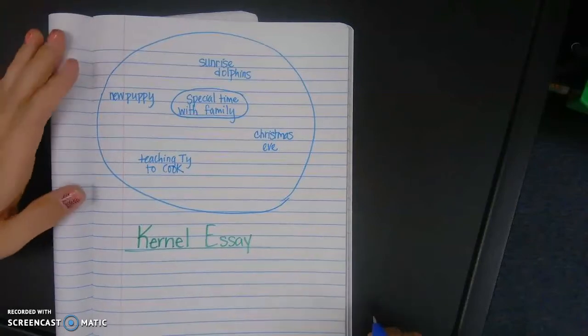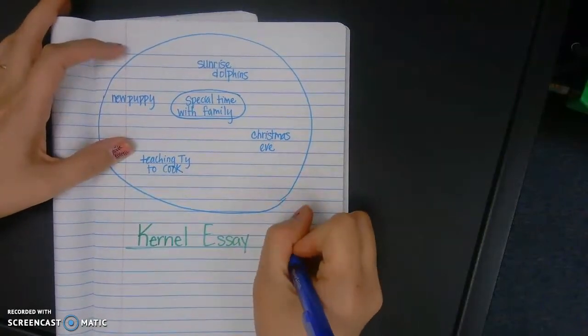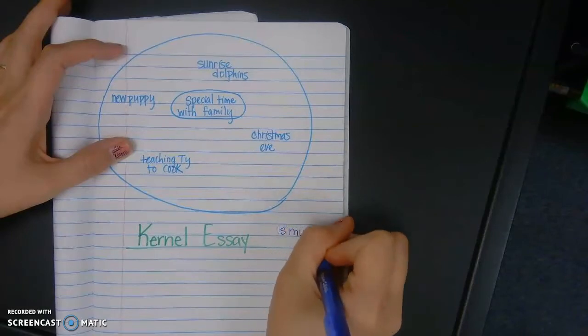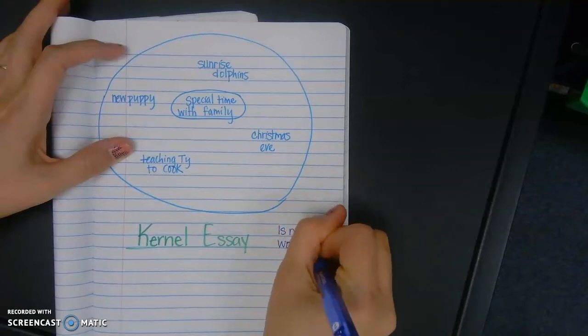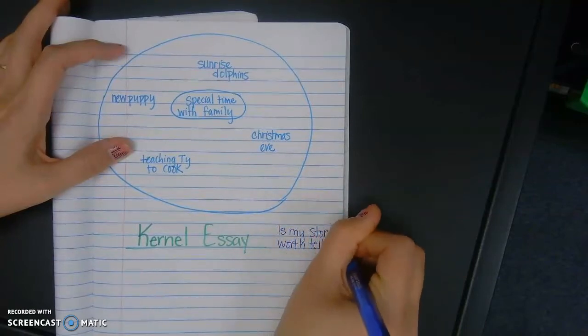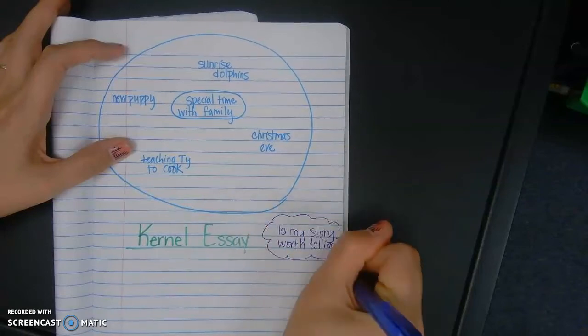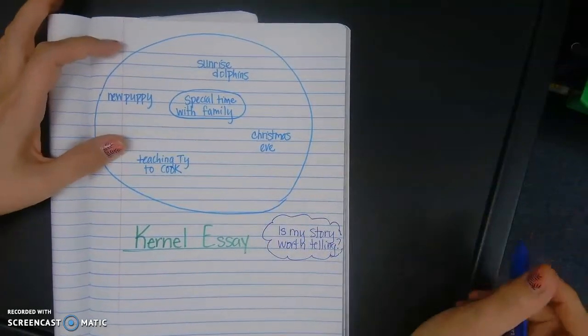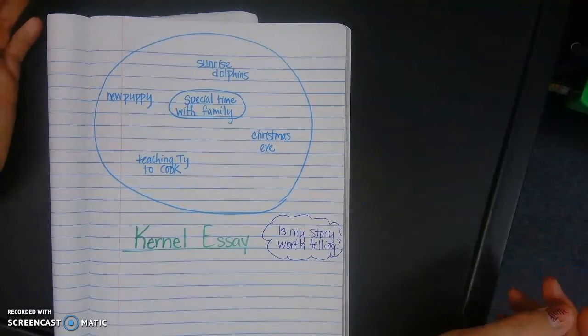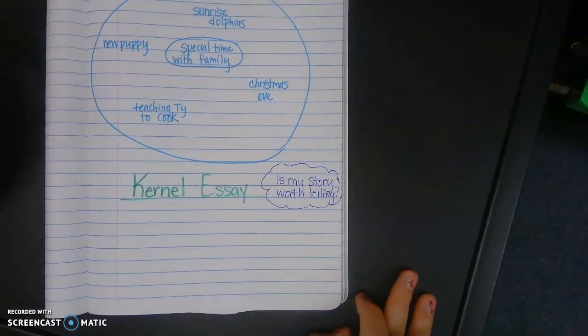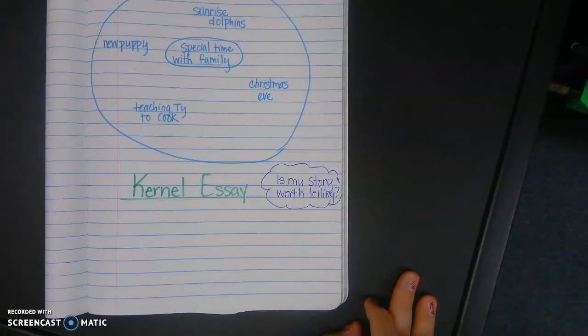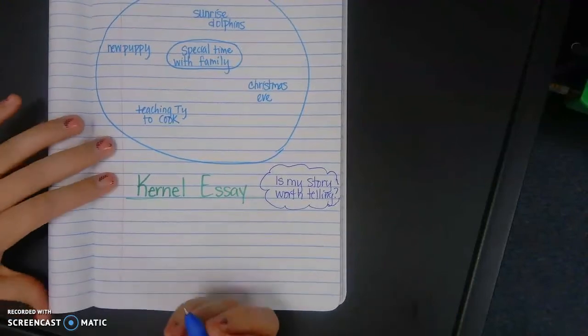Okay, so a kernel essay will help you answer the question, is my story worth telling? Because anytime we write a story, a personal narrative for somebody, we need to make sure that it's a good story and somebody might find it interesting so that they don't get bored when they read it. Okay? So in a kernel essay, there's 5 things that you're going to do. 5 things to make one paragraph and decide, is that a good story? Okay? So here are your 5 things.